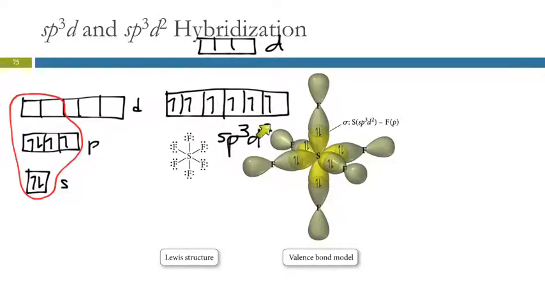So each of these can overlap. Yes? Does that mean that it would have a net charge, like it would be unstable? No, actually it doesn't. We're not changing the number of electrons. We're just changing where they're hanging out.